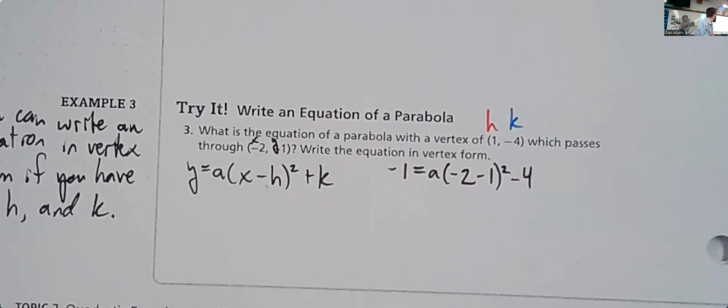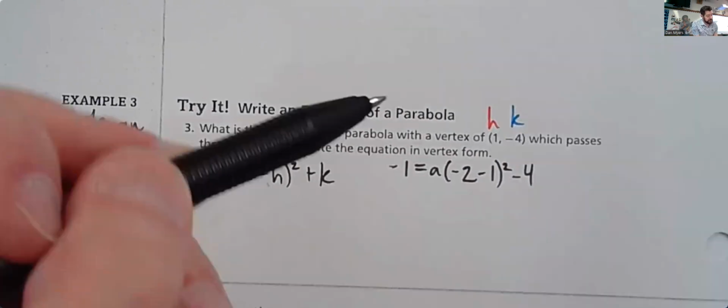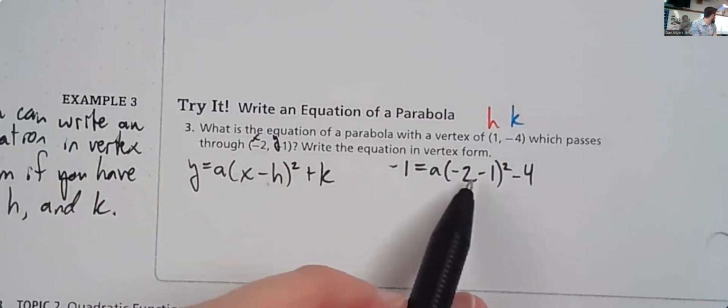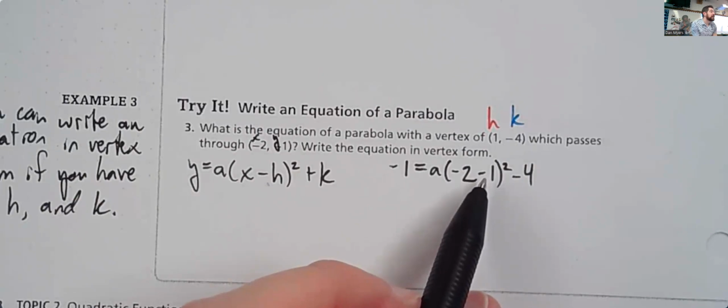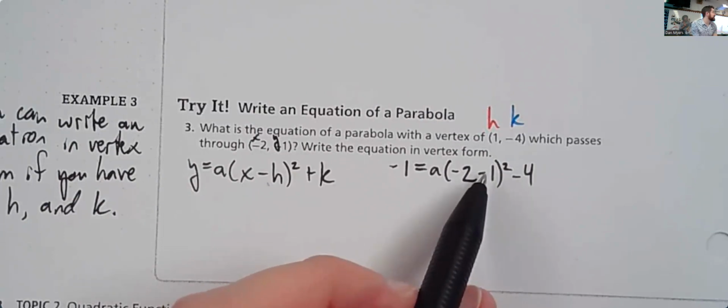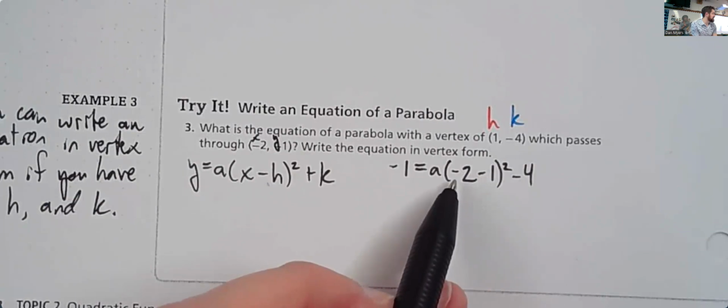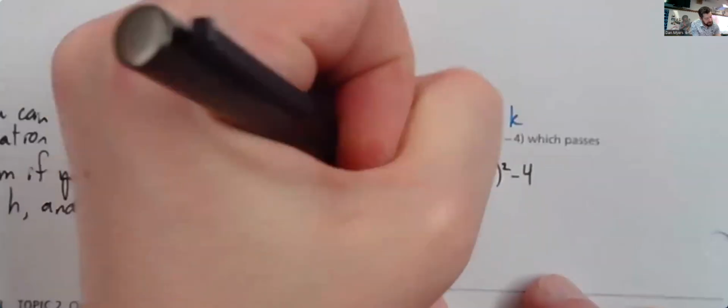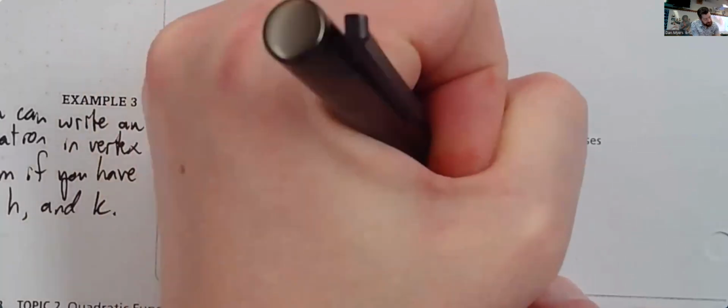Now we have an algebra equation that we have to solve. We're going to solve for A. So we're going to do the math inside here. -2 minus 1, what does that equal? -3, yeah. What's -3 squared? -3 times -3 is 9. And then A times 9 is 9A. So that's going to be -1 equals 9A minus 4.